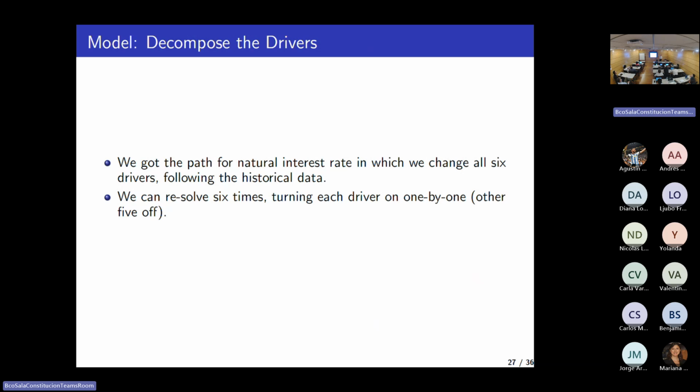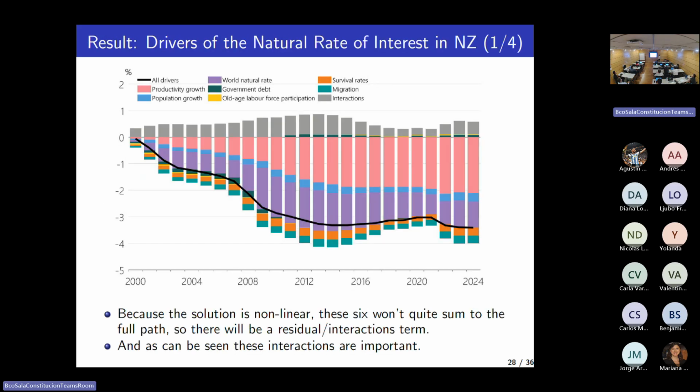Okay, so we do that once and we get that path. We can do it 6 more times, turning the drivers on and off, and we get 6 more paths, and then we can compare the differences. And that gives us this. The black line is that path we saw before. And then you'll see there's 7 because I've split population into the growth of the 20-year-olds and the migration. But then there's our drivers.